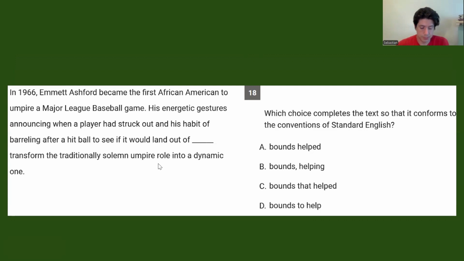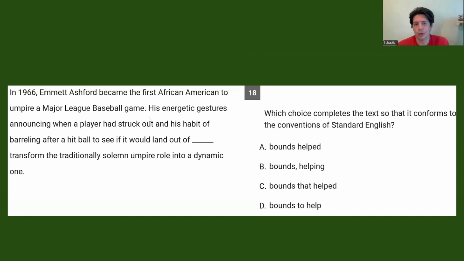Okay, so then, and now let's look at the answer choices, right? Bounds helped, bounds helping, bounds that helped, and bounds to help. So bounds is going to happen. And then, so the second sentence is energetic gestures when a player had struck out and his habit of barreling after a hit ball to see if it would land out of bounds.